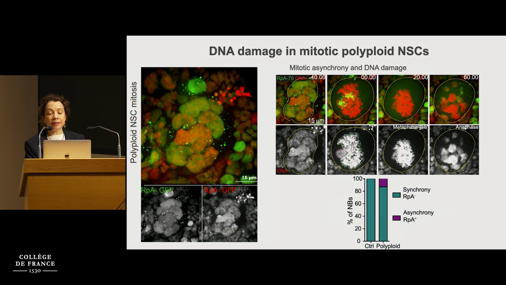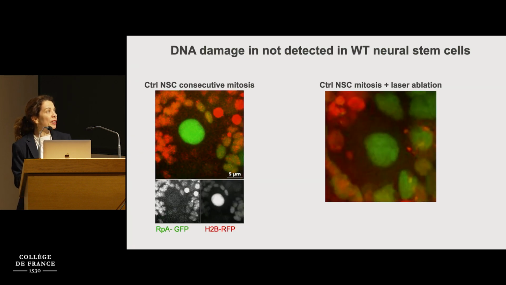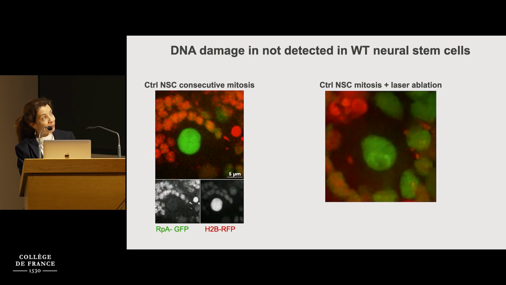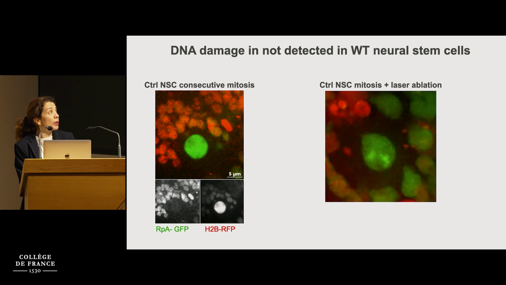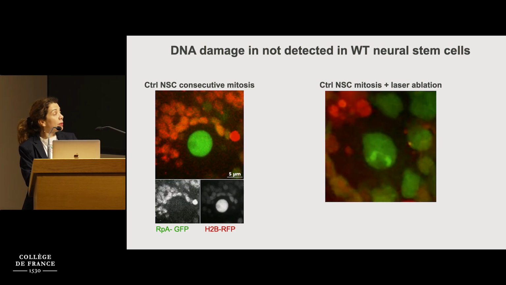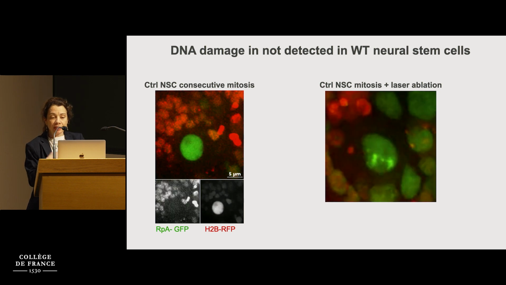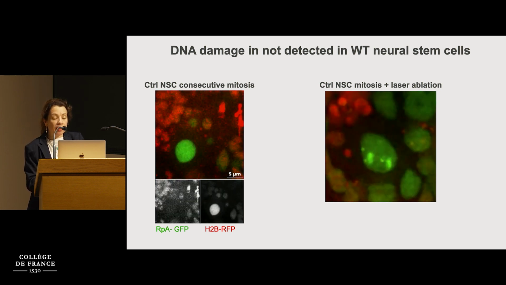Here are the controls, showing that if we laser ablate diploid neuroblasts, we see RPA accumulating, and we're sure it has nothing to do with our filming conditions because we can film many diploid cells for many consecutive mitoses, and they never accumulate RPA foci.